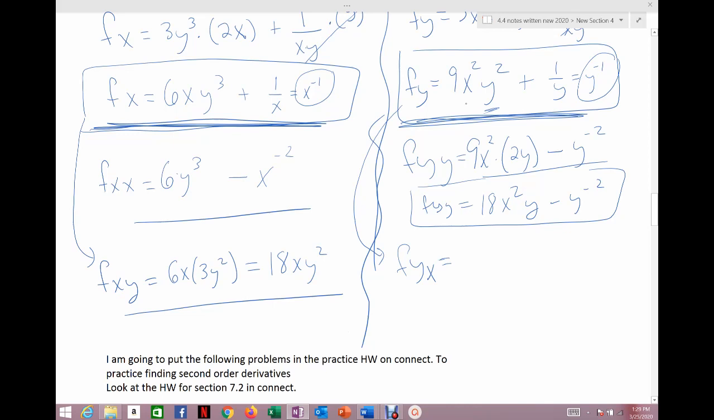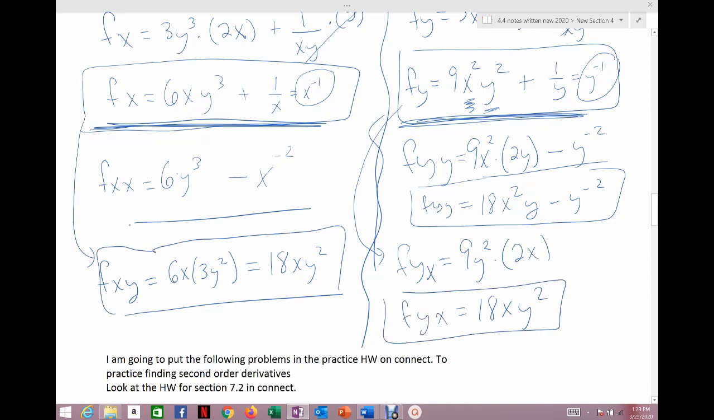So looking at this function and taking the derivative with respect to x, well, that's the only x term. The 9 and the y squared comes along, so 9y squared comes along. I take the derivative of the x part, which is 2x. And then if I simplify that, I do get 18xy squared. And there it is, exactly the same as that. So there are all of my derivatives, all 6 of them. My first order and my 4 second order.